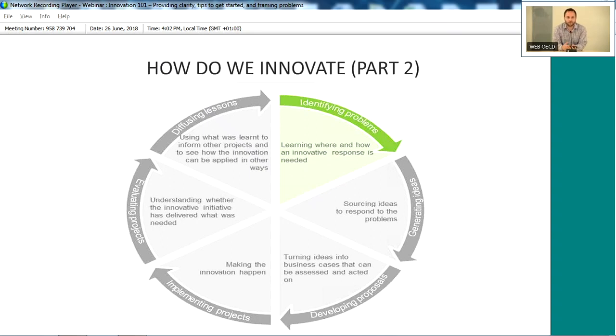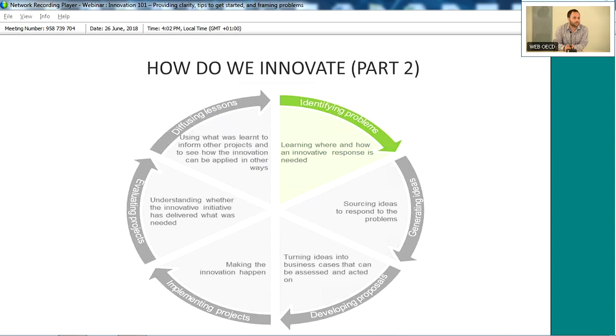As you start going through this process, you may take a step back and realize that the ideas that you had generated aren't solving the problem. So you need to generate new ideas, or you need to get better at identifying the problems. So it's not just a linear process, and you may have to jump around in it. Do we have any questions thus far?